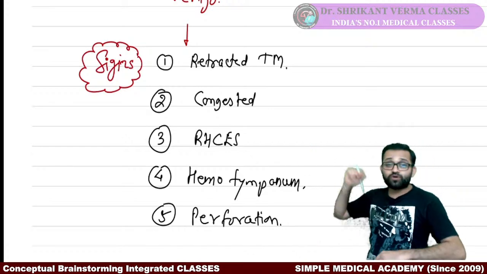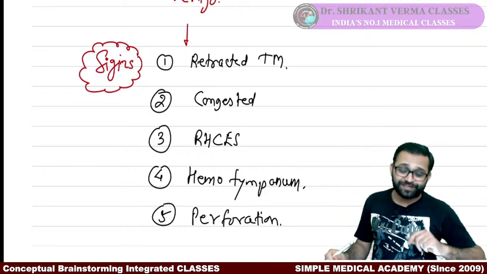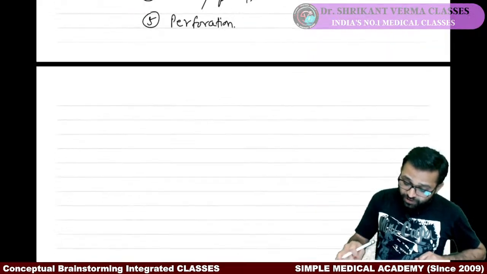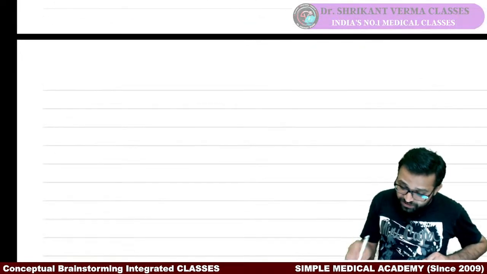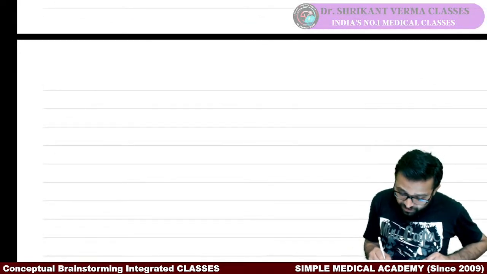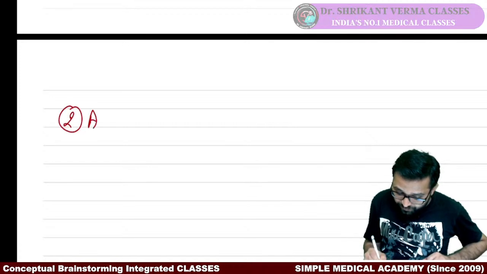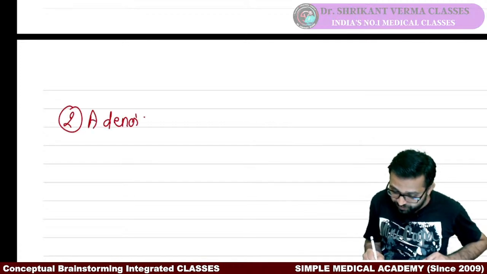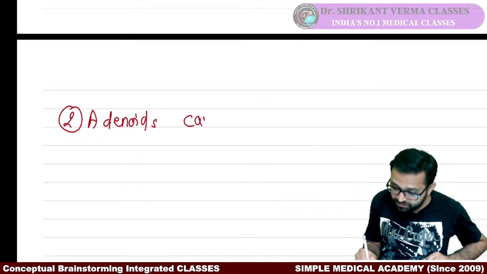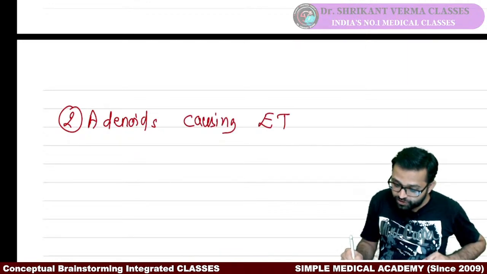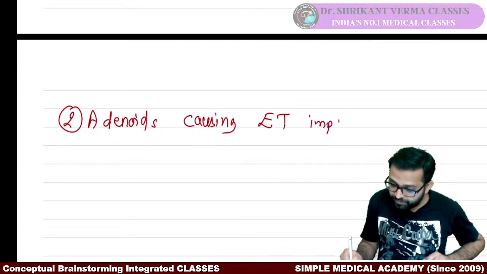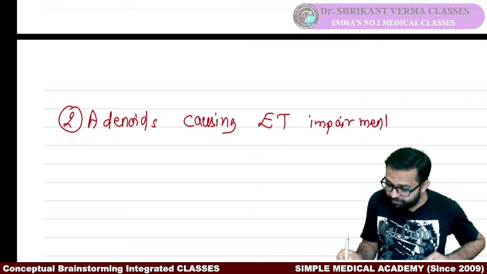So these are the different causes. According to the cause of the disease we have to treat. Okay, next, in your textbook the next situation which is given is adenoids causing Eustachian tube impairment.